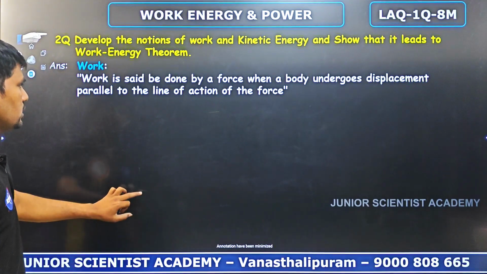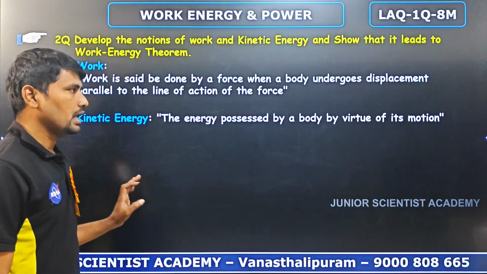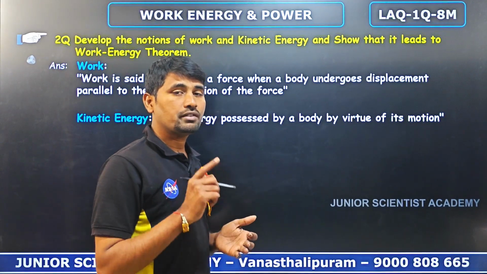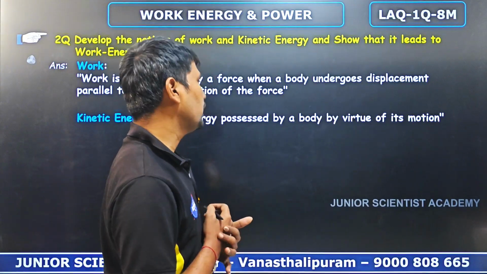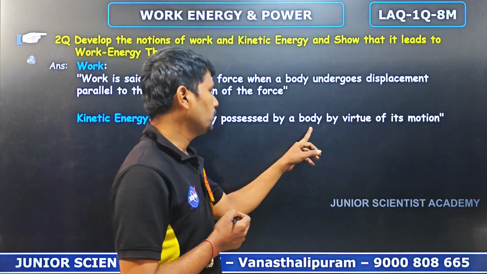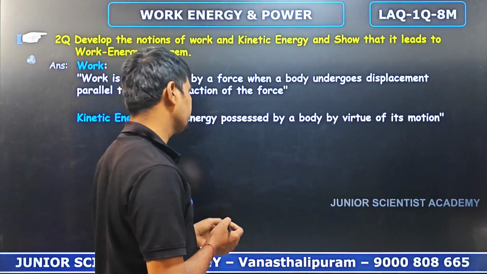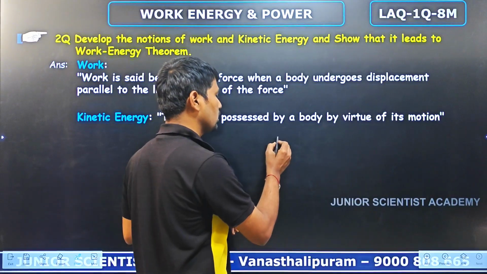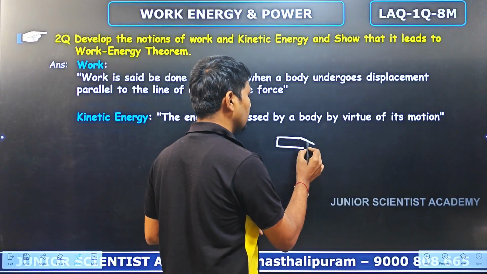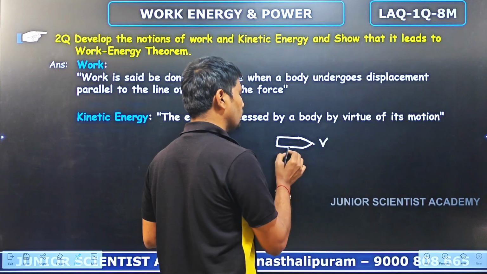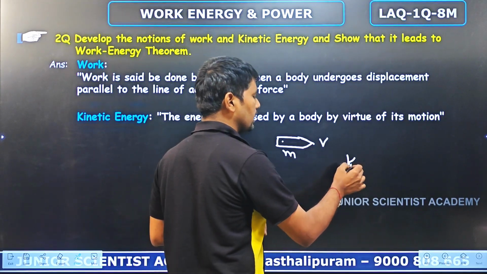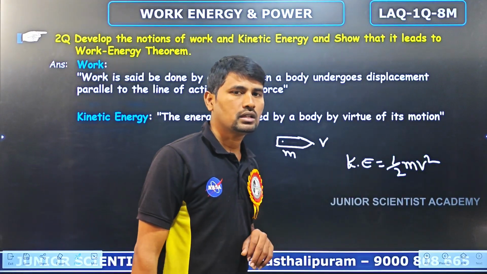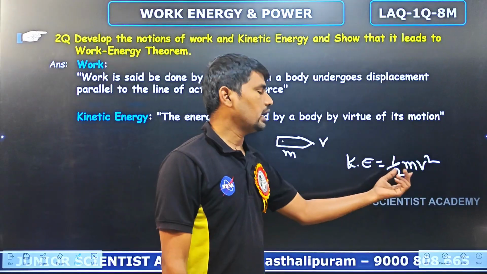Right. Next, kinetic energy. Every body gets kinetic energy because of its motion, speed, velocity. It is the energy possessed by a body by virtue of its motion. For example, a bullet is moving with velocity v, and the bullet mass is small m. Then the kinetic energy is half mv square. Because of its velocity, that bullet has energy.